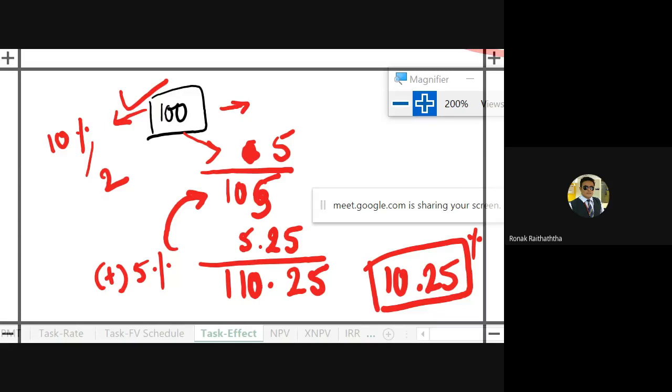Now, higher the compounding frequency, higher would be the effective rate. If the compounding frequency would be quarterly, then effective rate would be even more than 10.25%. If the compounding frequency would be monthly, this would be even bigger. If the compounding frequency would be daily, this would be even bigger. I hope you are able to understand the difference between the two.